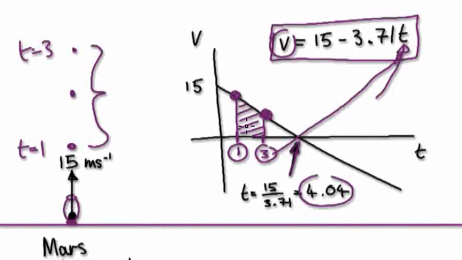Now, to find out the area of this trapezium, you get the height here, plus this height here, divided by 2 to get the average height of the two, and then times the across. The across here is, if it's 1 second here and 3 seconds here, 2. So that's how you would find out the distance traveled between t equals 1 and t equals 3.